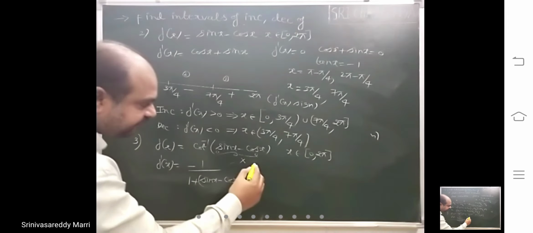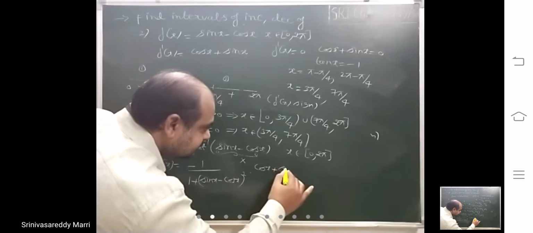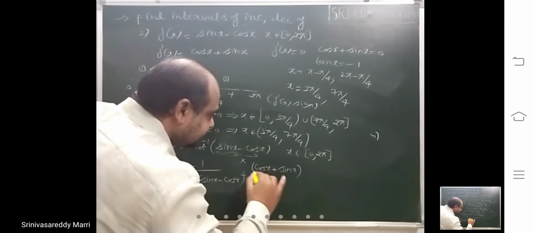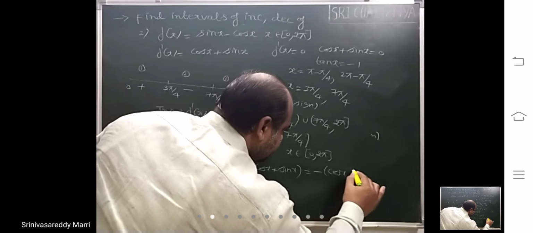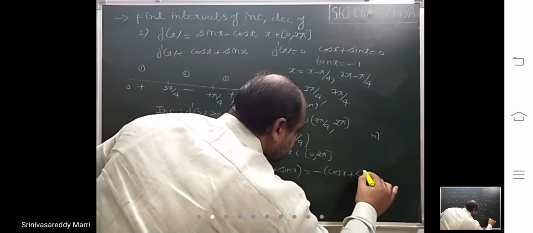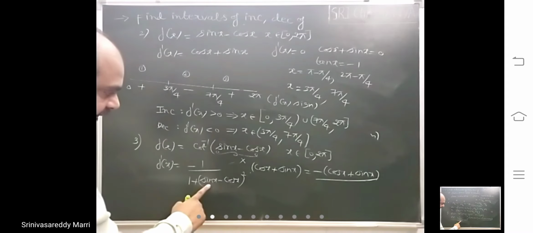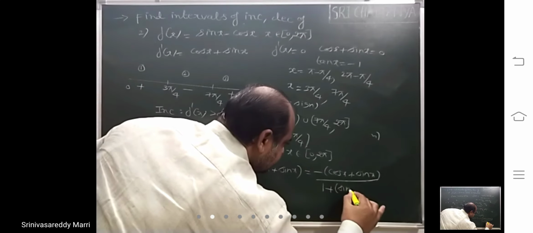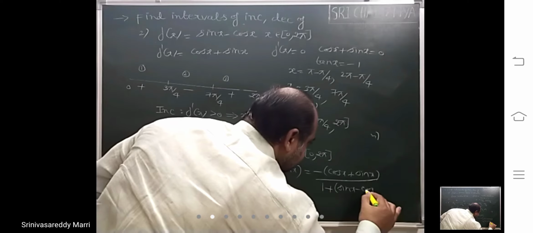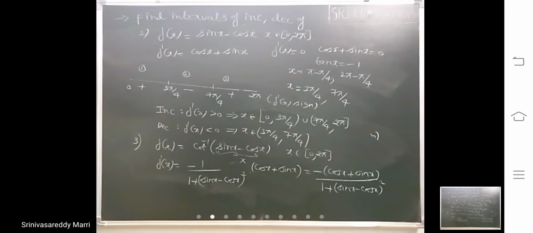Take the derivative of capital X again. That means cos x plus sin x. What you will get is minus of cos x plus sin x, divided by this. Keep it like this only. So now, critical points.